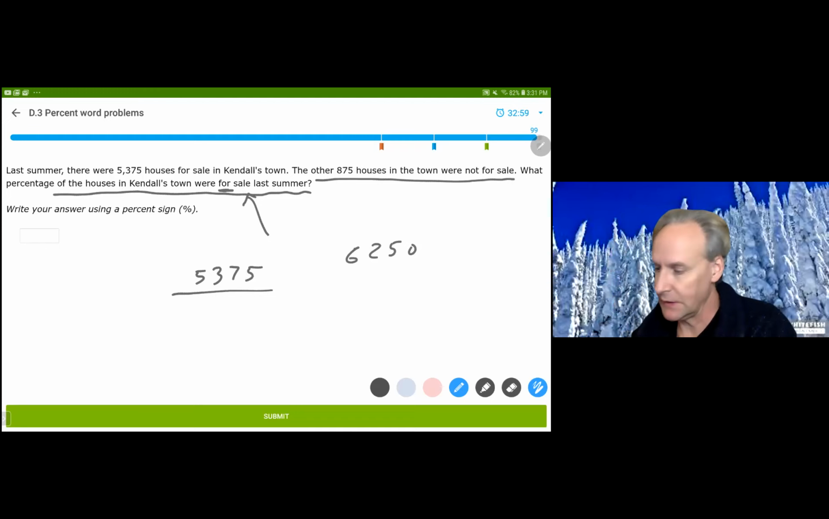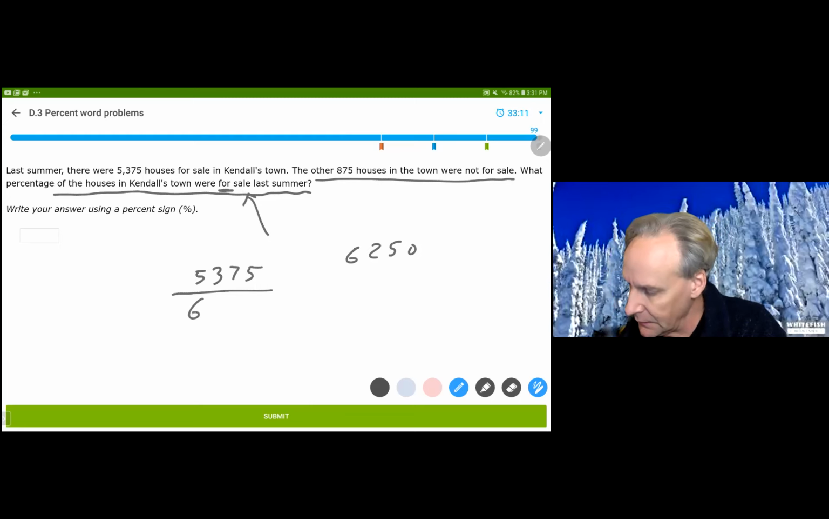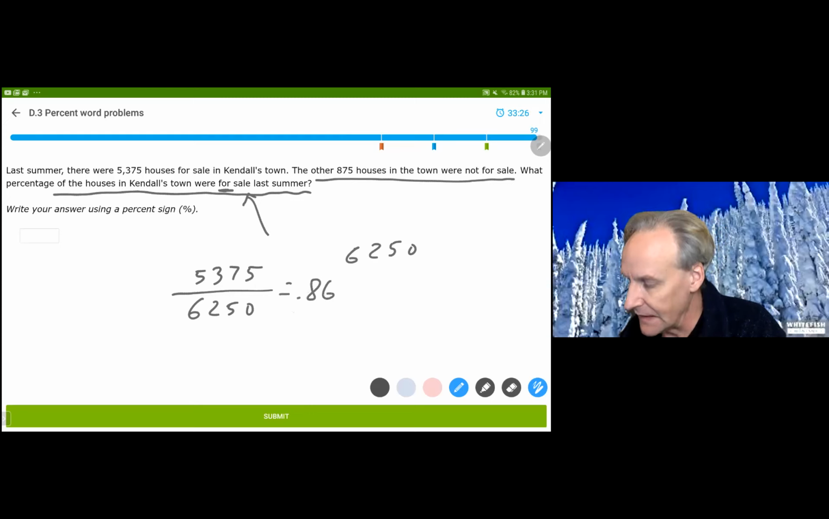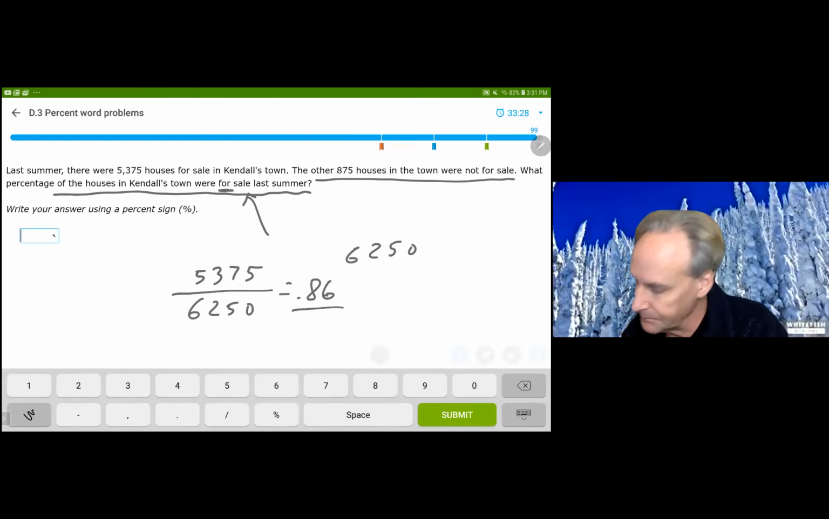But I'm just going to go ahead and double check it, especially since I'm at 99%. Plus 375, 6,250. And we want to do our division and get our decimal. 5,375 divided by 6,250 is 86%. It is exactly equal to 86%.